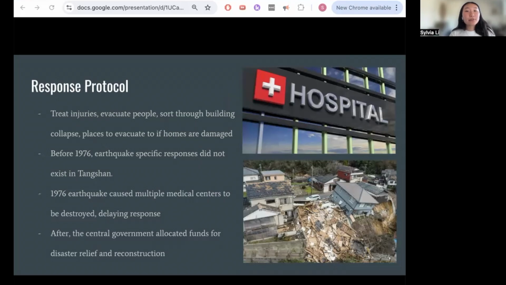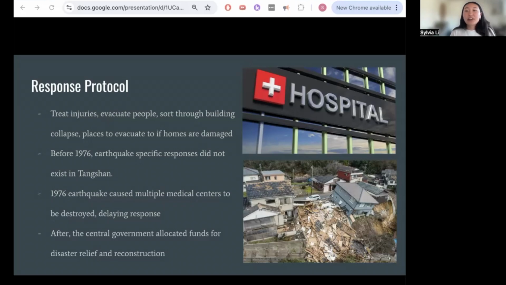A large number of people may be needed to sort through rubble and building collapse to look for trapped survivors. And in the long term, people may need places to evacuate to if their homes are damaged. Before 1976, as we mentioned, in Tangshan, most earthquake-specific emergency responses did not exist. But after the 1976 earthquake, the city decided to rebuild with these measures in place.